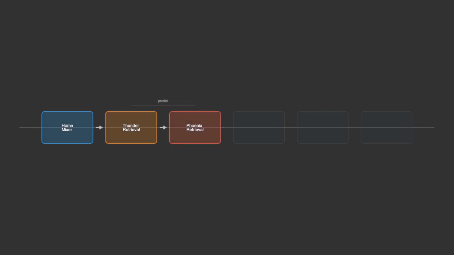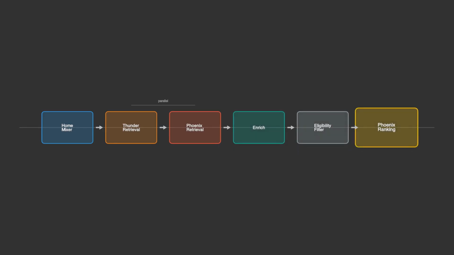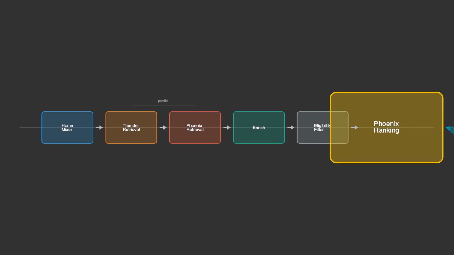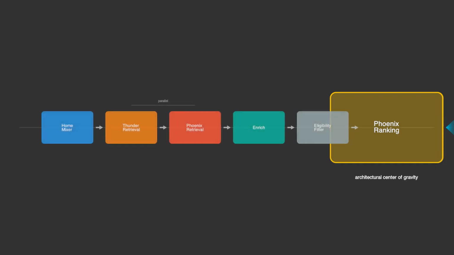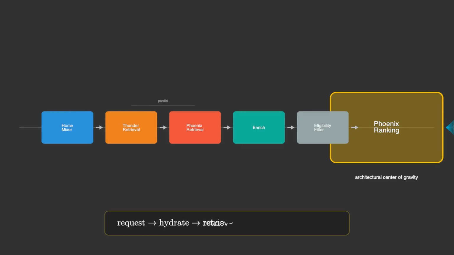Let us step back and see the full picture. A feed request arrives. Home Mixer hydrates it with your engagement history. Thunder and Phoenix retrieval fetch in-network and out-of-network candidates in parallel. The candidates get enriched with metadata, then filtered for eligibility. The Phoenix ranking transformer scores each candidate independently, predicting 15+ engagement probabilities. The weighted scorer combines those into a single relevance score. Author diversity dampening ensures variety. The top K are selected, safety checked, and returned.